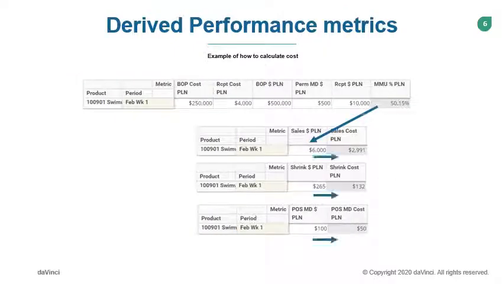In our example on the slide, we can see that our retails for our planning metrics of sales, shrink, and POS markdowns have already been inputted. We're now going to use our calculation to derive our costs, which is retail times 1 minus your MMU%. So using sales as an example, $6,000 of retail times 1 minus 50.15% MMU equals $2,991. We will use that same calculation in order to derive our cost for shrink and POS markdowns as well.